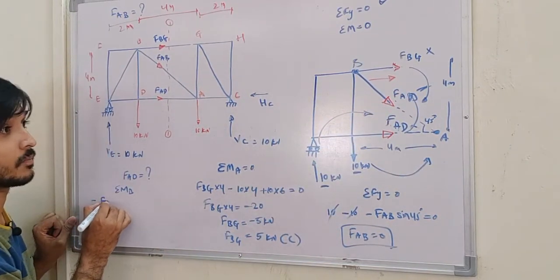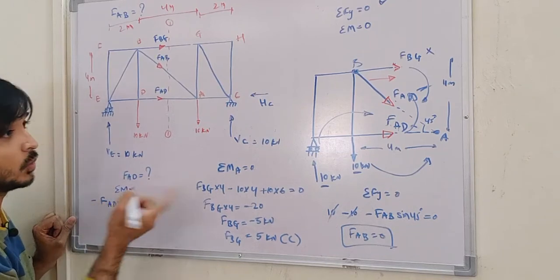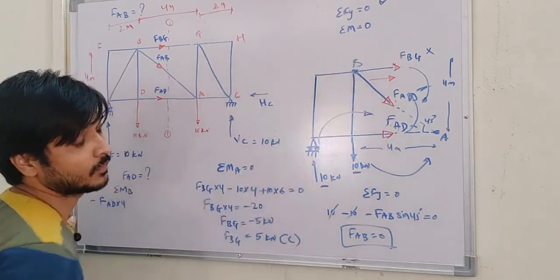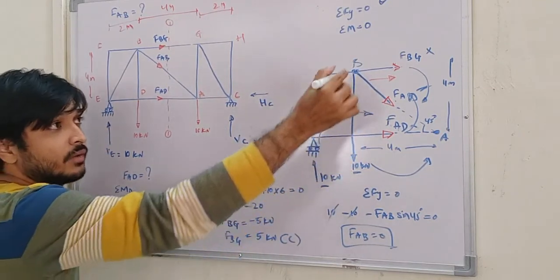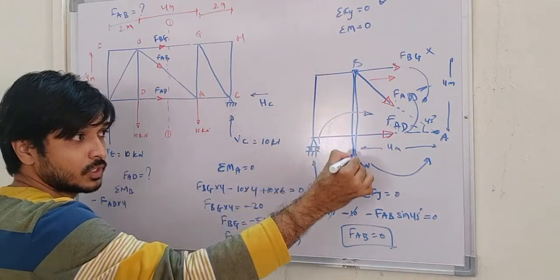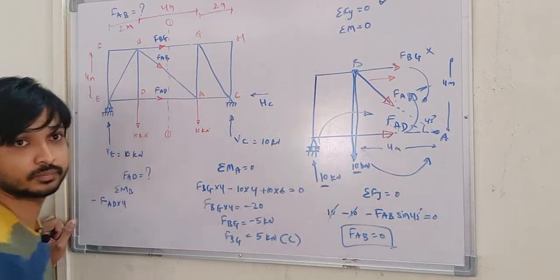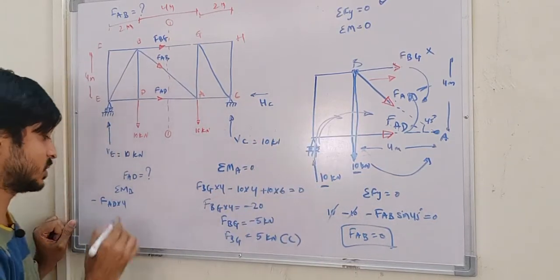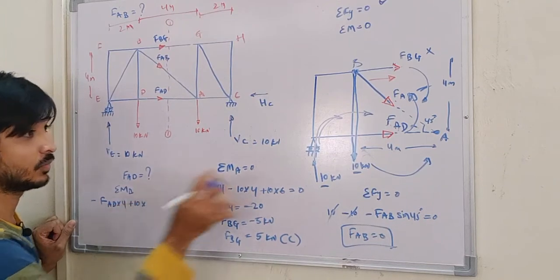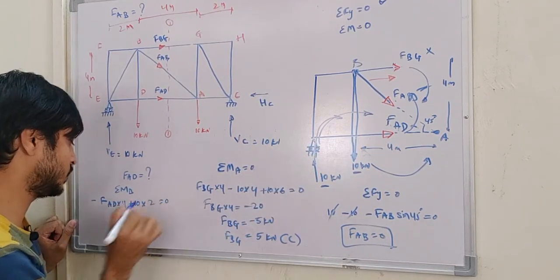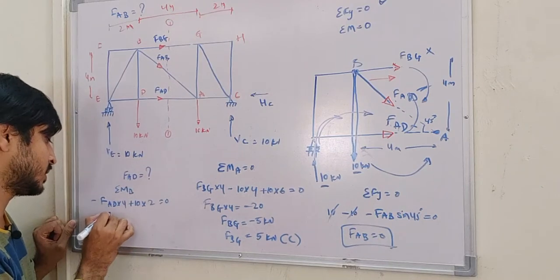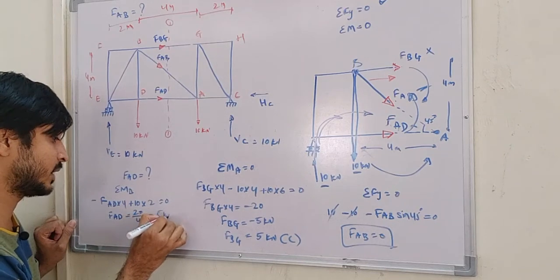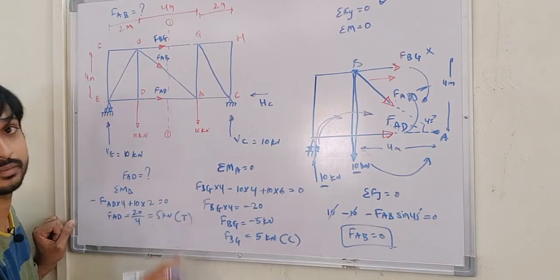Minus FAD into, what is the distance? 4 meter. Correct? Perpendicular distance is 4 meter. Then this is also in line with this point B only. This is also in line with point B. So this will also not come. This will come. How much? This will create what moment? This will create a clockwise moment. Plus 10 into distance 2 meter is equal to 0. Correct? So if I send this to the other side, I get FAD is equal to 20 divided by 4, which is equal to 5 kilonewton. So we have got a positive value, tension. Very simple.